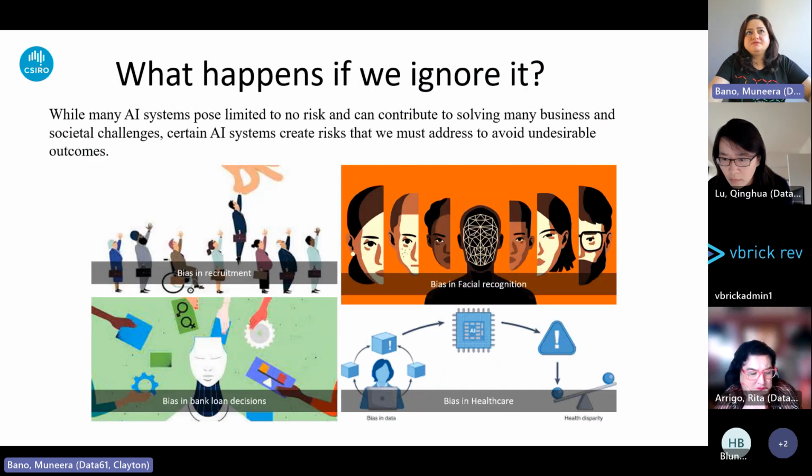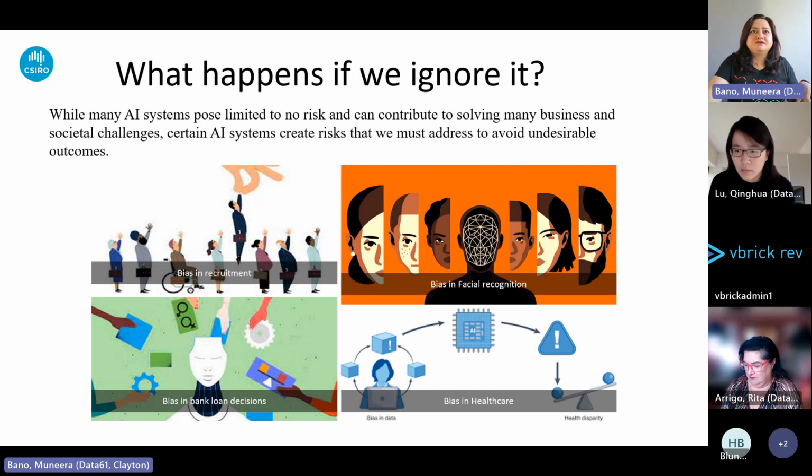At the same time, there have been reports, not just in research but also in the media, on what happens when you ignore such initiatives: biases in recruitment, incidents reported for facial recognition systems, and reports about bank loan decisions and healthcare. These are all actual incidents happening out in society. And why?